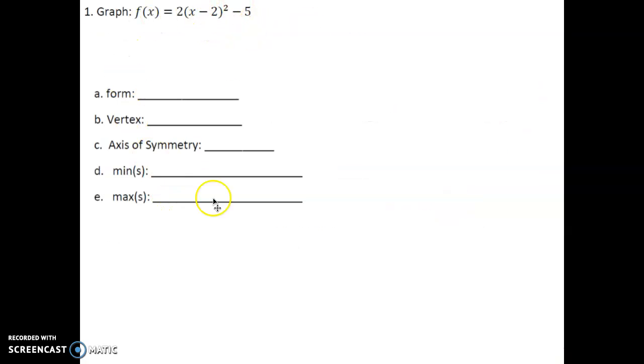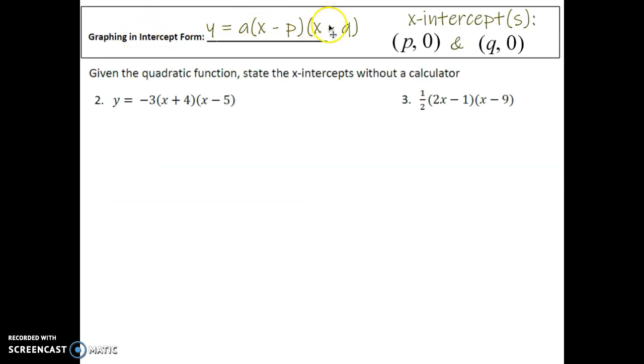Okay, we are going to skip this one. This one is a review of vertex form. We're going to skip this one to do together in class. And we are going to skip down to this box.